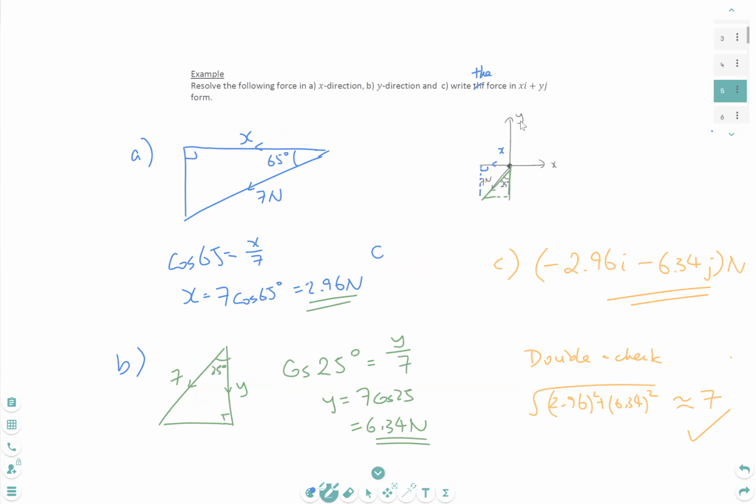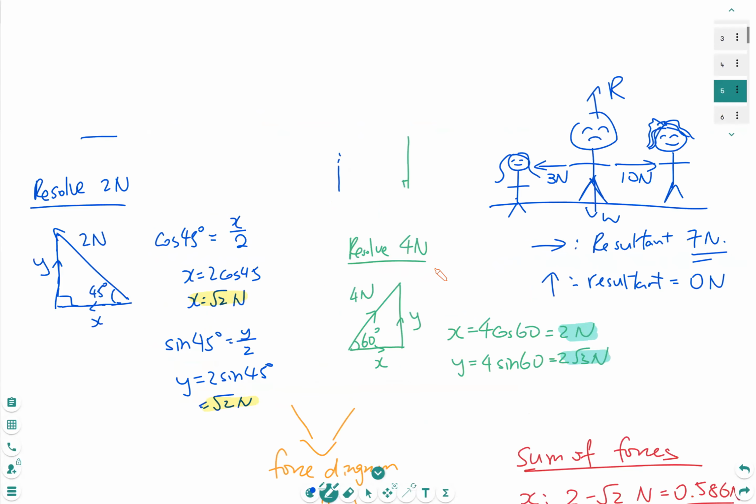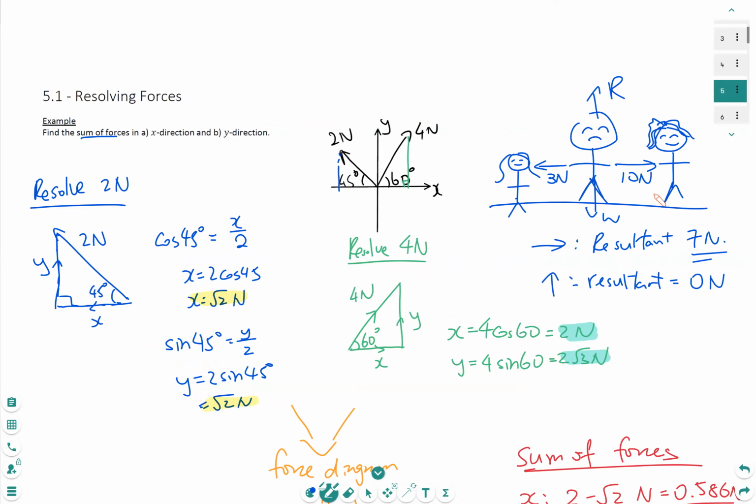So remember this diagram, where one is pulling and the other is too. So what we have to do is resolve any diagonal forces. By resolving, it means we draw a right-angle triangle on the x-axis, and then we can use trigonometry to work out these two.